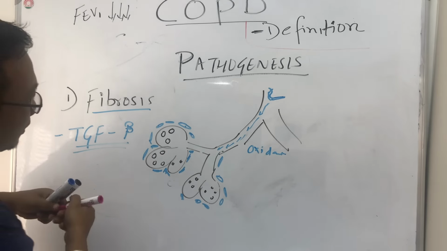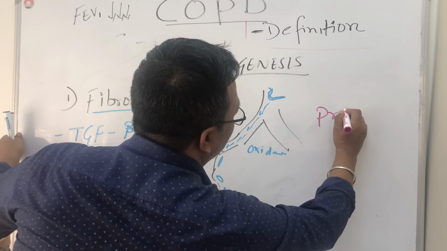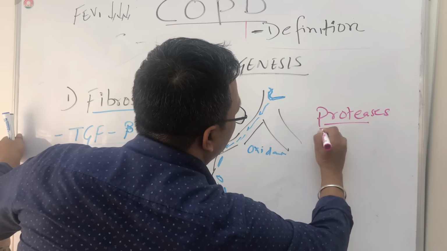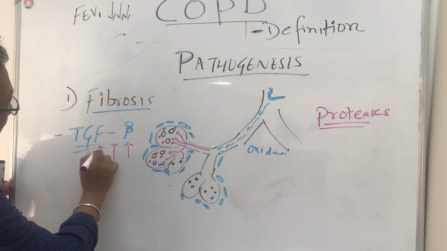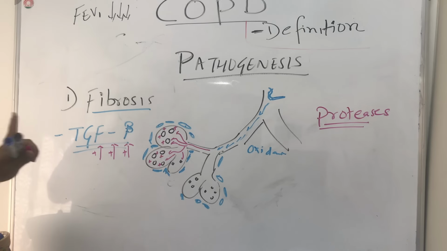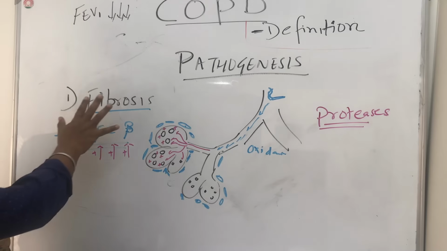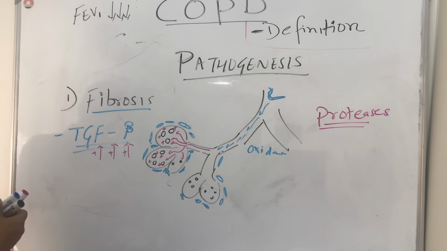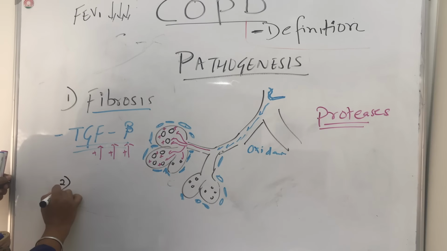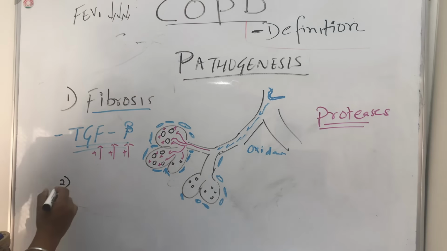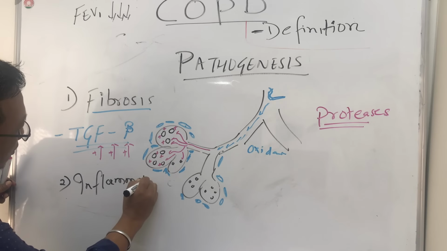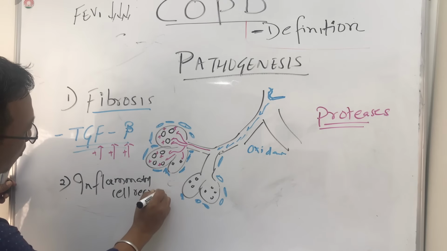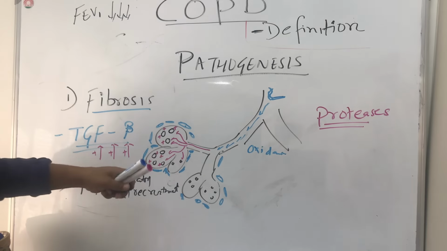When these macrophages are activated, they release proteases. These proteases are very important because they stimulate TGF-beta in causing fibrosis. That's number one. Number two in pathogenesis is inflammatory cell recruitment, which is in continuation with this.